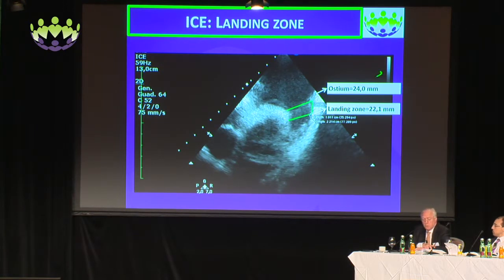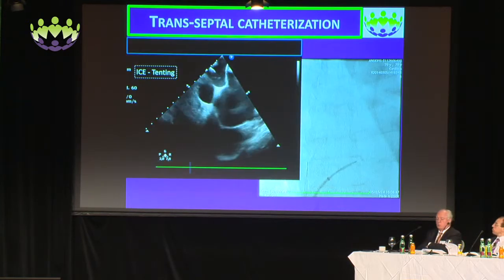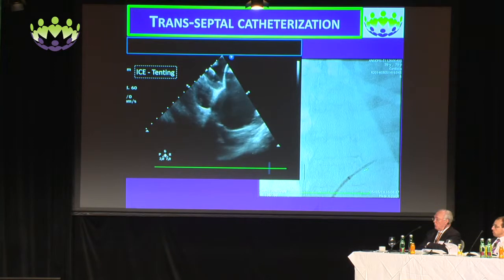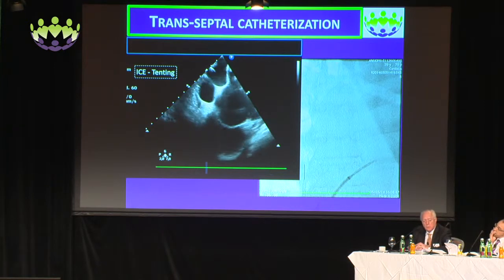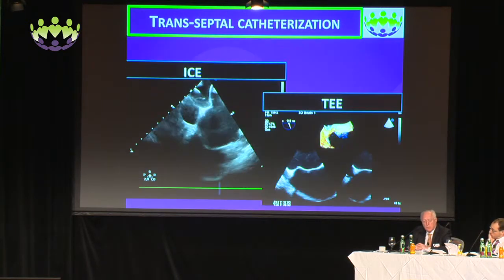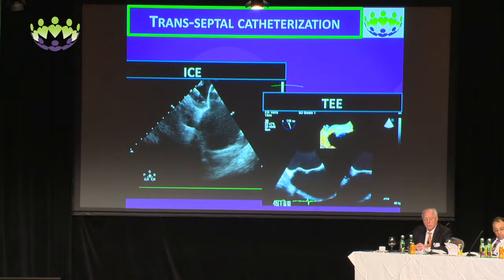We repeat the measure with the ICE. The ostium is 24 and the landing zone is 22, similar to the TEE measurement. And this is the detail of the septal puncture. You see the needle. This is the radiological position of the needle and the probe, and the tenting. In the next slide, we compare the view from the ICE and from the TEE, which are really similar for the trans-septal puncture.